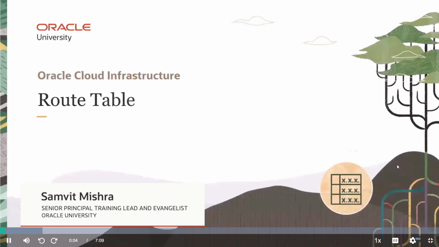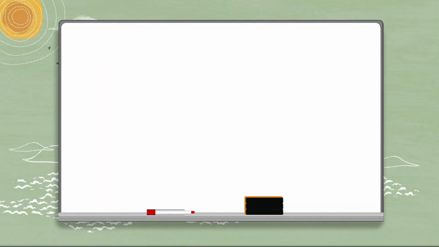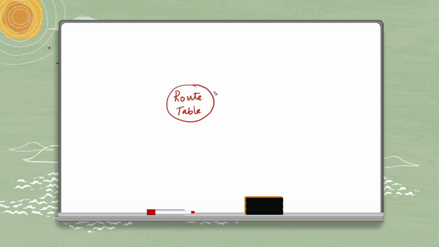All right, let's talk about route tables in this lesson. So let's get started. So let me first bring up the whiteboard and talk about some aspects of the route table. First of all, route table is going to determine how the traffic is going to flow inside the VCN, and when the traffic originates from the VCN, how the traffic is going to flow. Route table in a way also defines the path for destination.